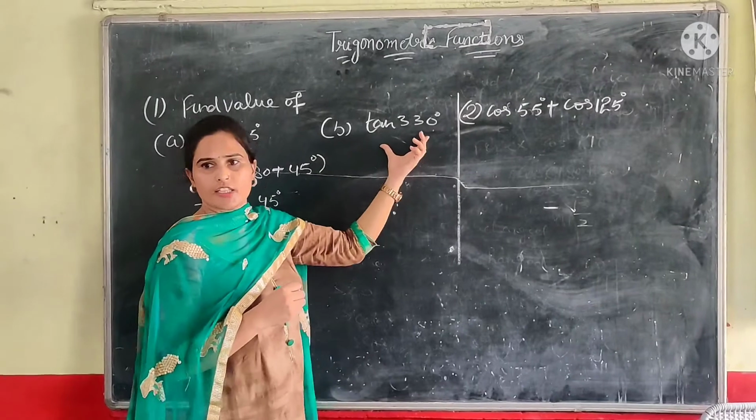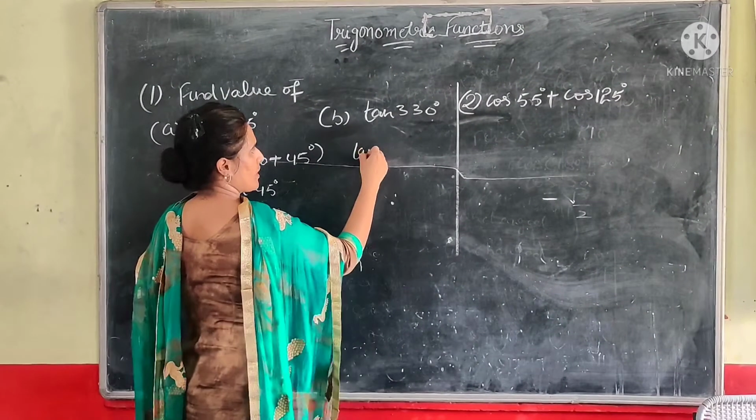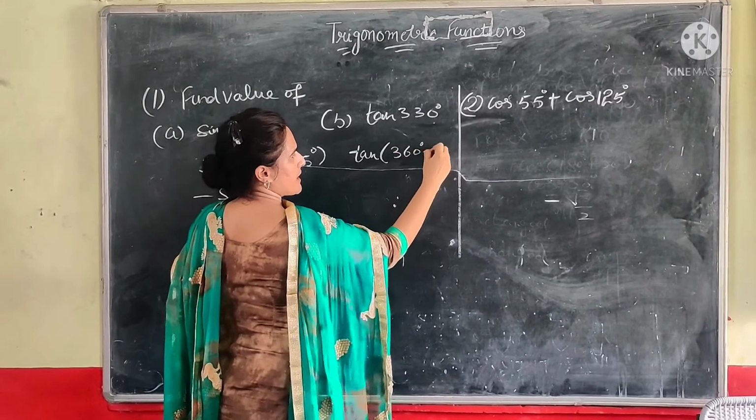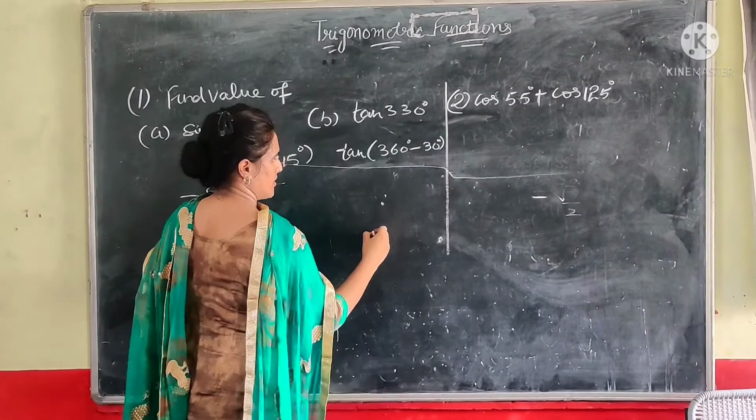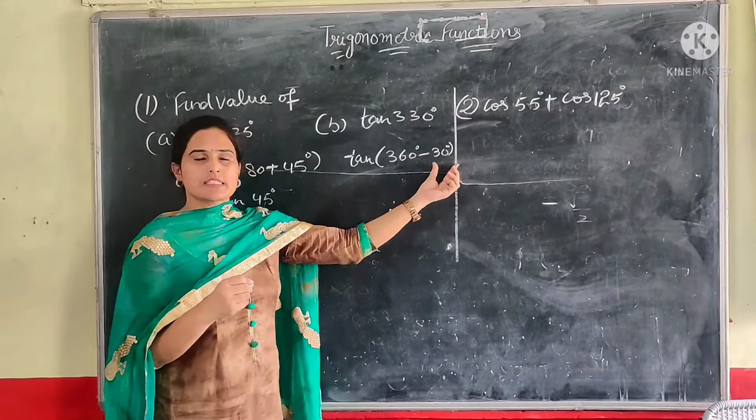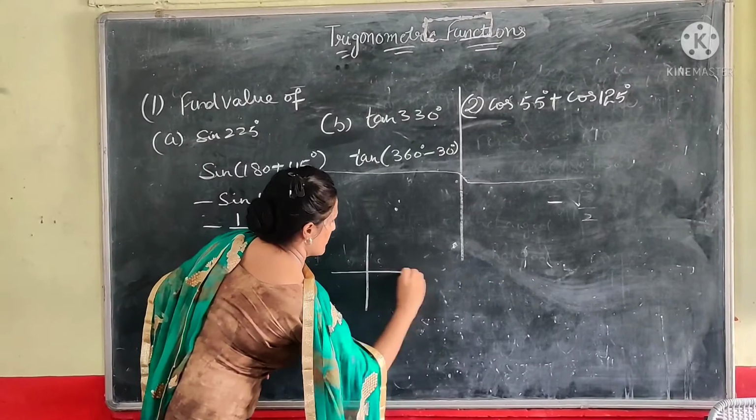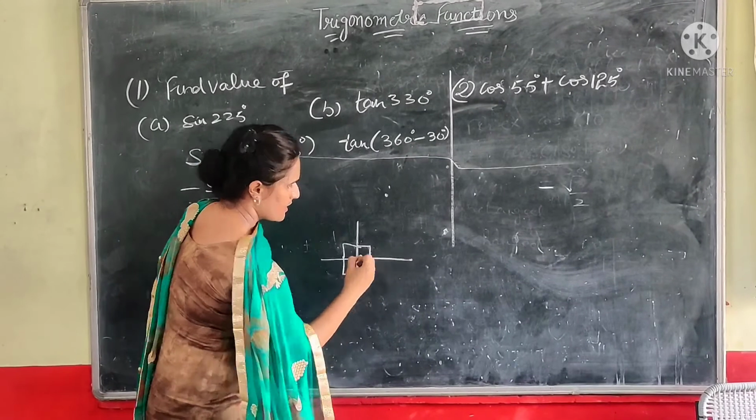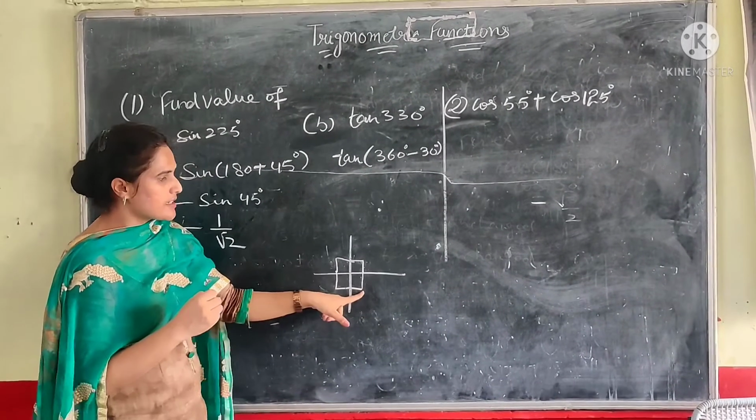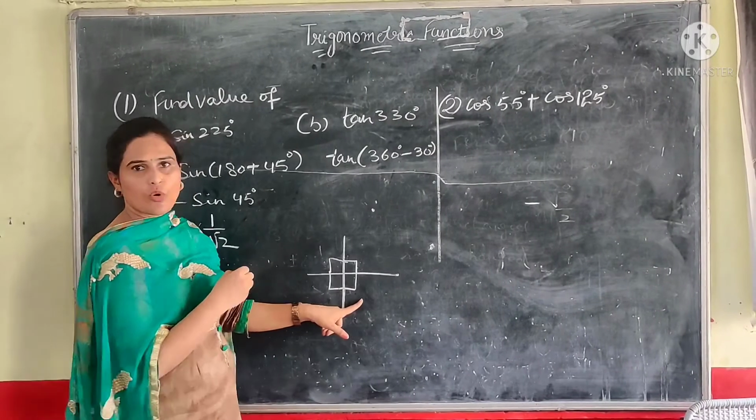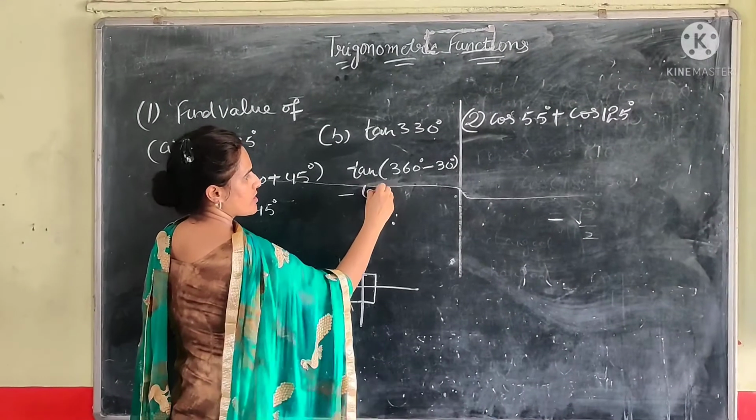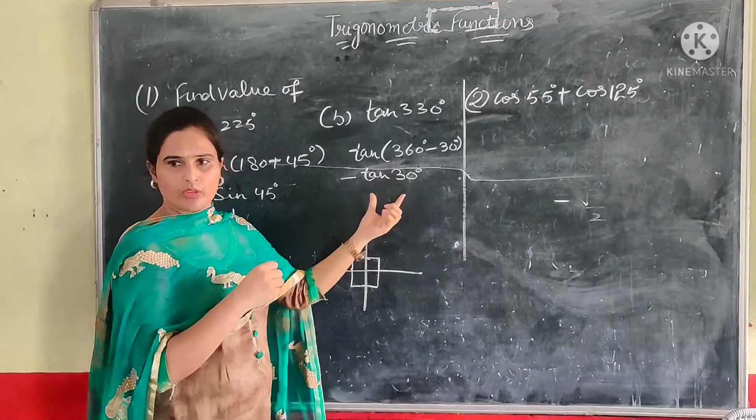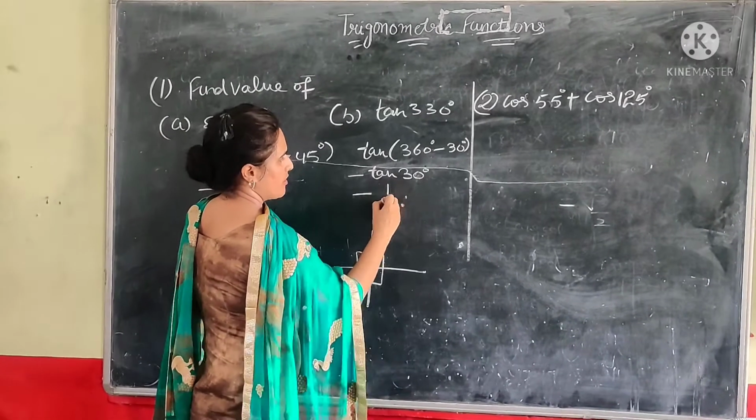Next, tan of 330 degree, that is tan of 360 degree minus 30 degree. Now 360 minus 30 means 90, 180, 270 and 360. 360 minus 30, that is fourth quadrant, and in fourth quadrant tan is negative, so minus of tan 30, and tan 30 is equal to 1 by under root 3, so minus 1 by under root 3.